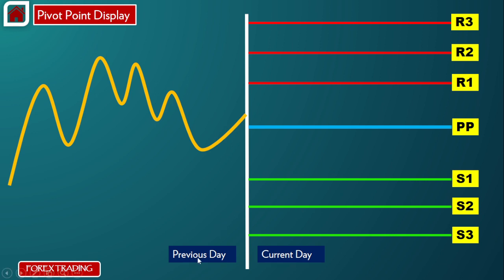So this is your previous day where the price is showing its movement, and then the current day we have this pivot point display when we actually applied. So this is a pivot point line, and then above it we have three resistance levels, and below we have three support levels. And remember, these resistance and support levels are pivot point specific.